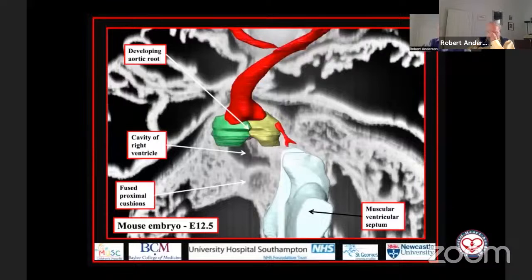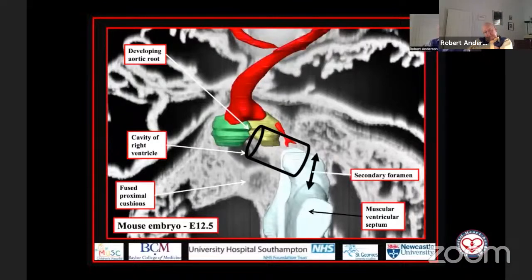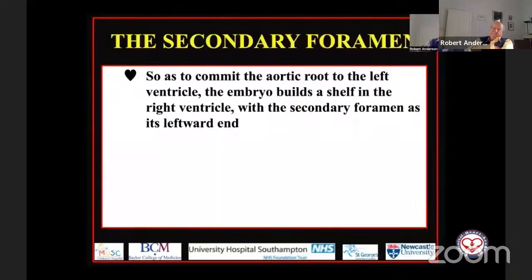There, between the shelf that the embryo is building at the base of the right ventricle, the aortic root, we have part of the cavity of the right ventricle. So what the embryo is doing by building this shelf, by fusing together the proximal outflow cushions, is creating a tunnel that places the aortic root in communication with the cavity of the left ventricle through the secondary interventricular foramen. The secondary interventricular foramen is the outlet for the developing left ventricle.